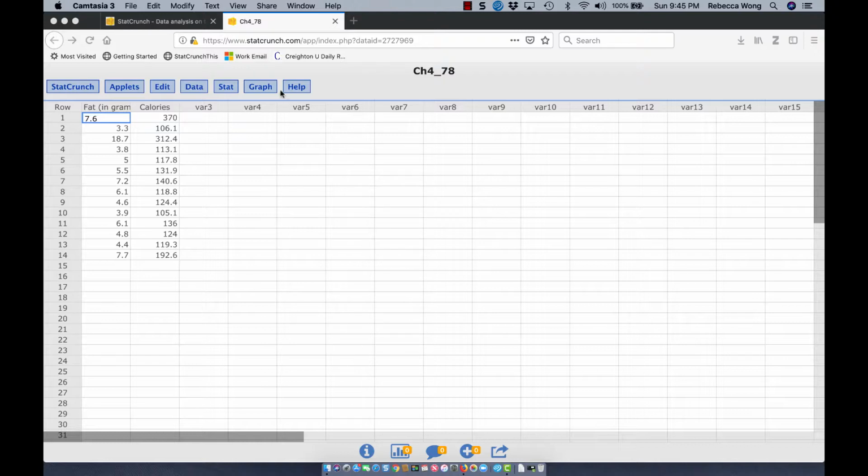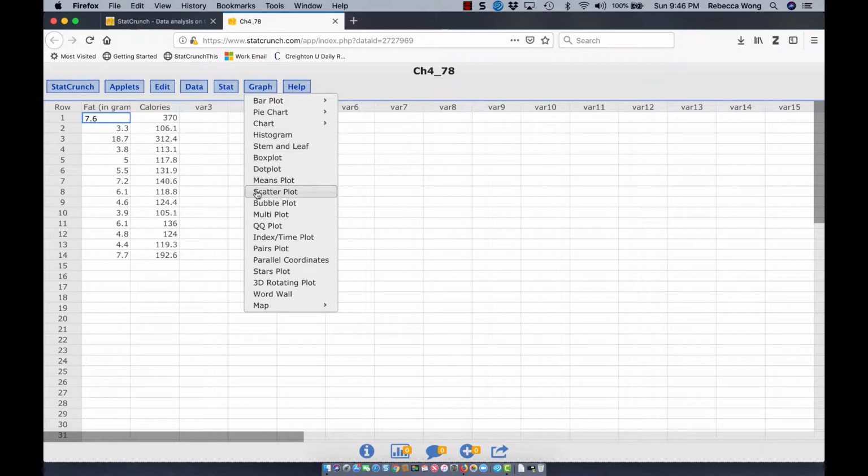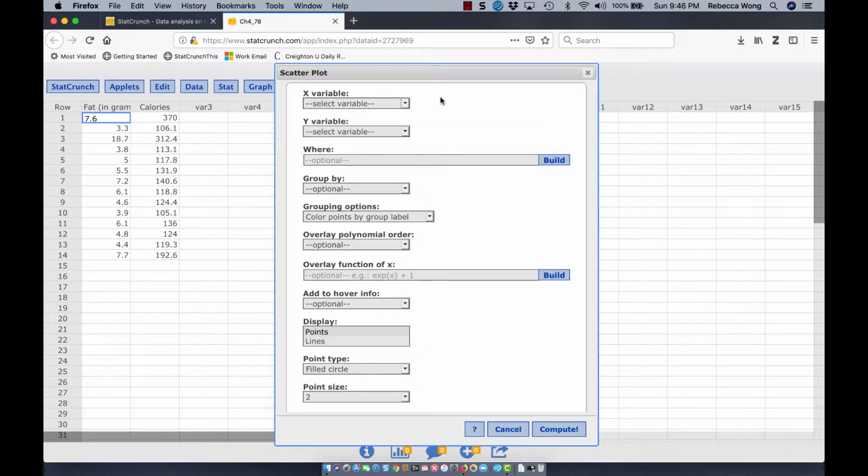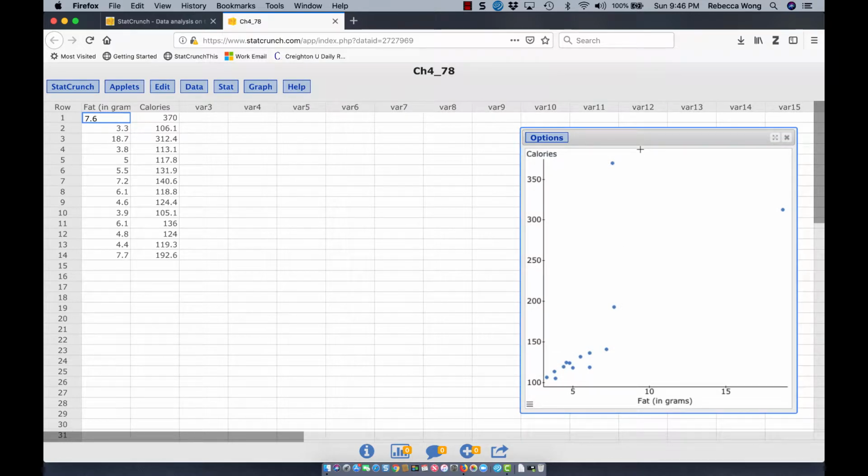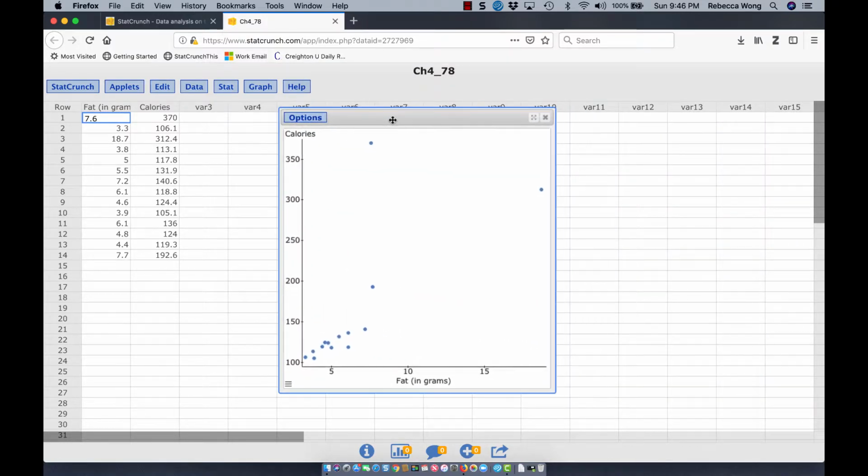To create the scatter plot, we come to Graph, we select Scatter Plot. For the x variable, we will choose fat, and for the y variable, we will choose calories, and then we'll click Compute. StatCrunch generates a scatter plot for us, and we can see that yes, there does seem to be a linear trend to the data because there seems to be an upward trend with the data points falling roughly along a straight line.